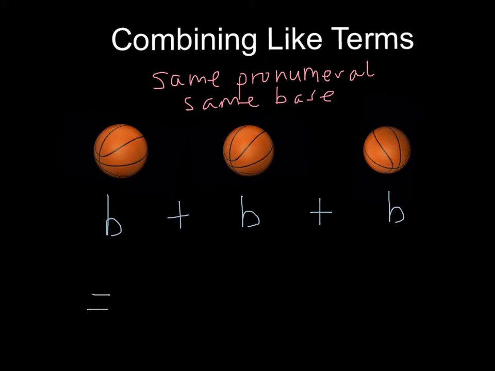Because they are all alike, they are like terms because they have the same pronumeral and the same base, which means they have the same power. So we don't need to worry about that because they don't have a power. That means that we can combine these like terms. So B plus B plus B. How many B's do we have? We have 3B, or 3 basketballs.